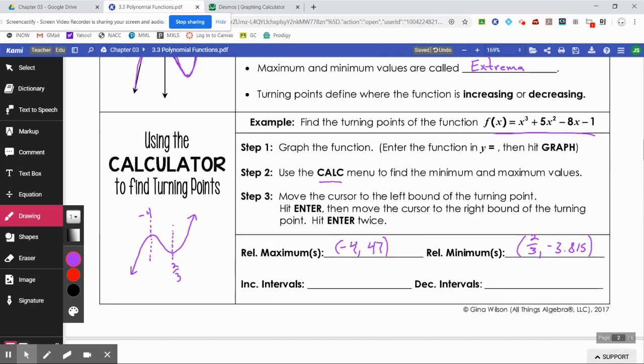So that means that it increases from negative infinity up to that maximum. Then it starts decreasing from the maximum down to the minimum, which was at 2/3. Then it starts increasing again, and it increases from 2/3 on to positive infinity.